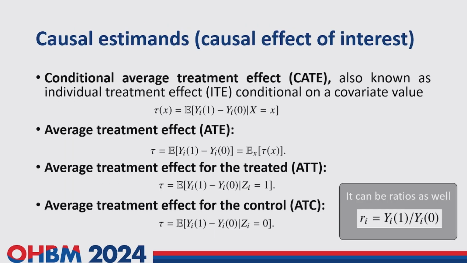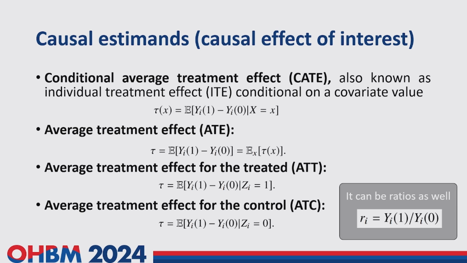So let's go next. After that assumption, we need to specify our effect of interest. What causal effects are we most interested in? Usually what we do is the conditional average treatment effect. Conditional on what? On the confounders and covariates we have there, because we are able to observe them.